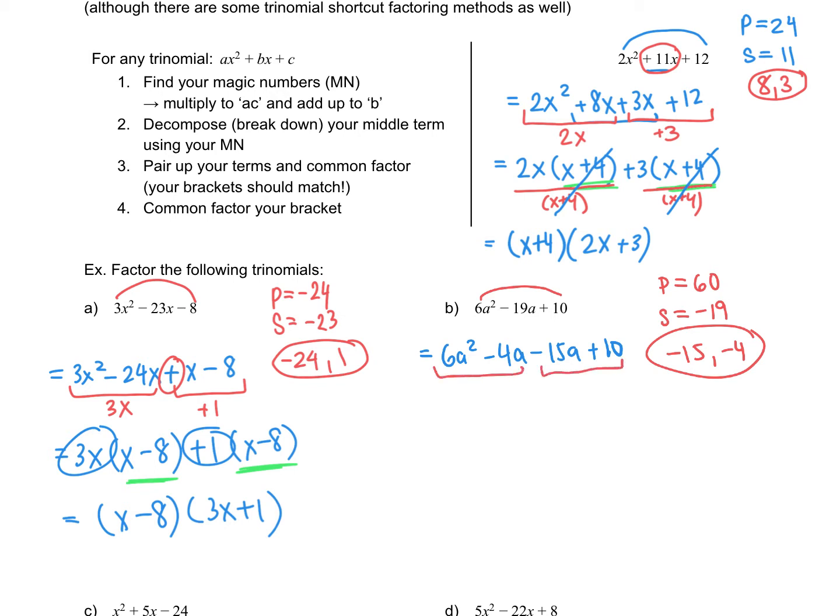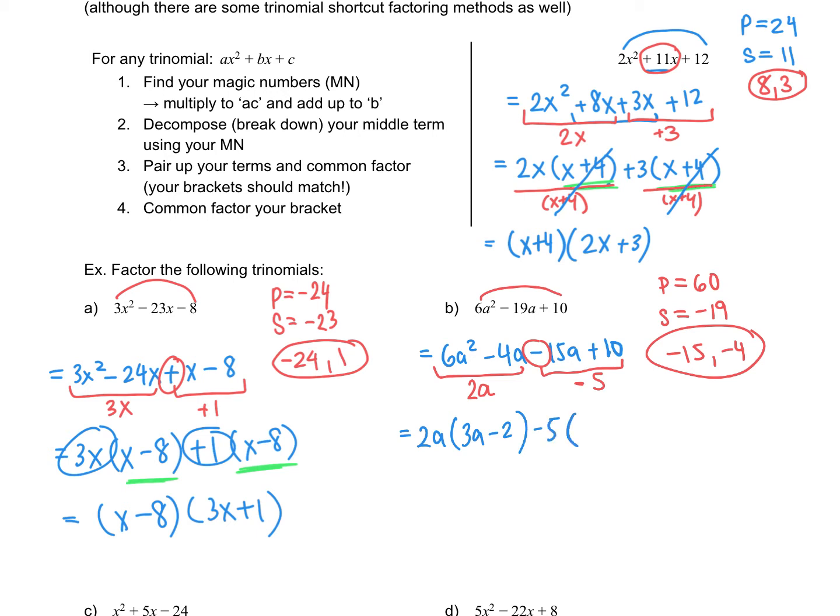Now we group. In my first pair, between 6 and 4, 2, and then an a. In my second pair, the first term is negative, so I'm going to factor out a negative right away, and it will be a negative 5. So the 2a is out front. 6a squared divided by 2a is 3a. Negative 4a divided by 2a is negative 2.